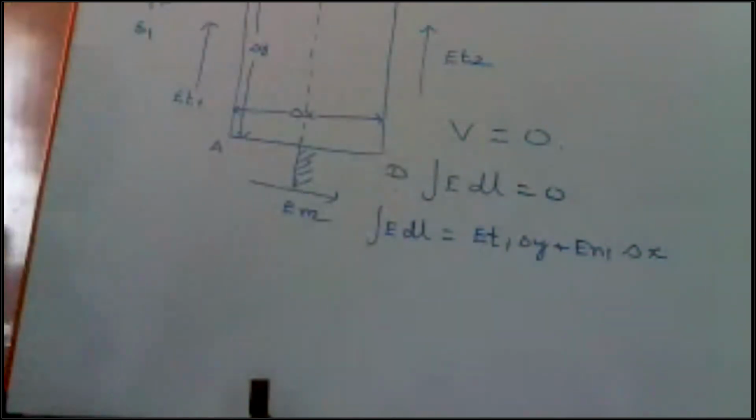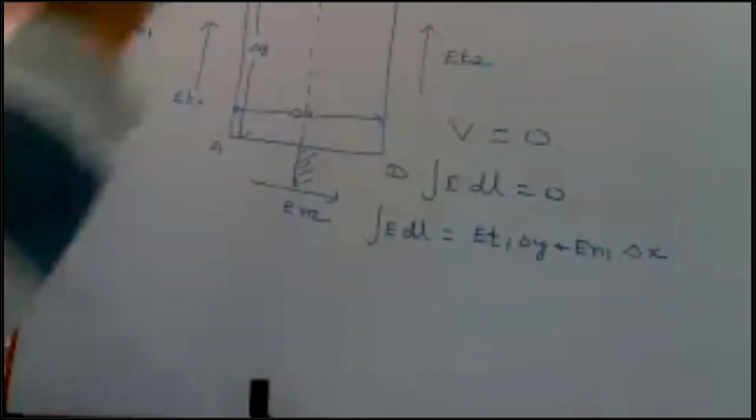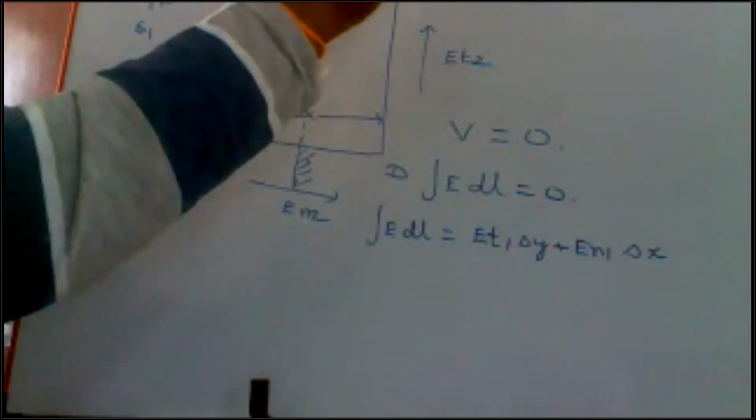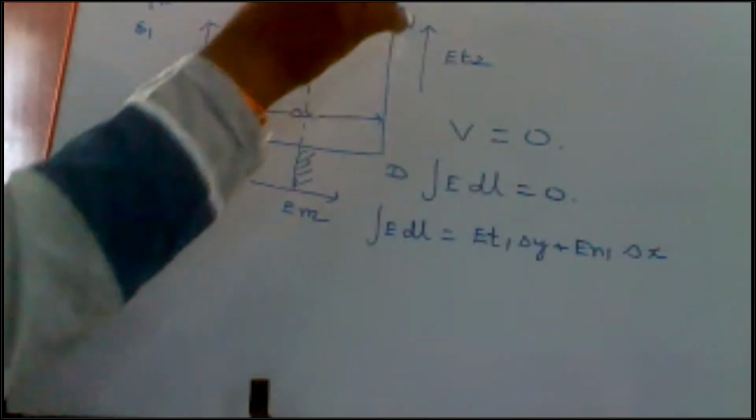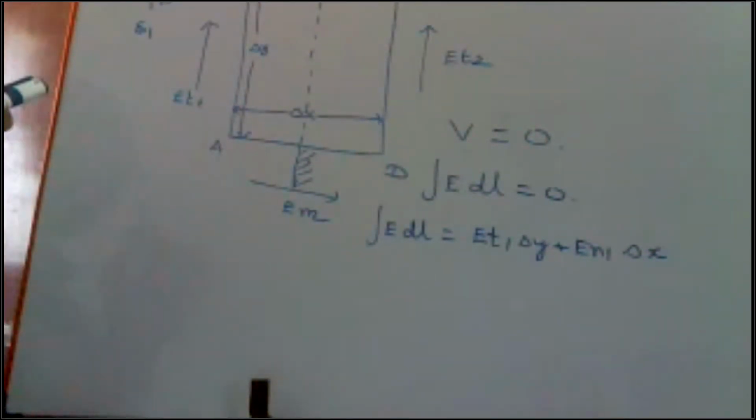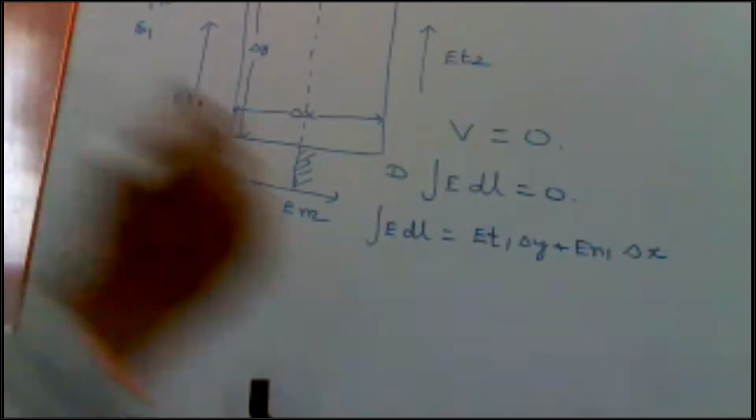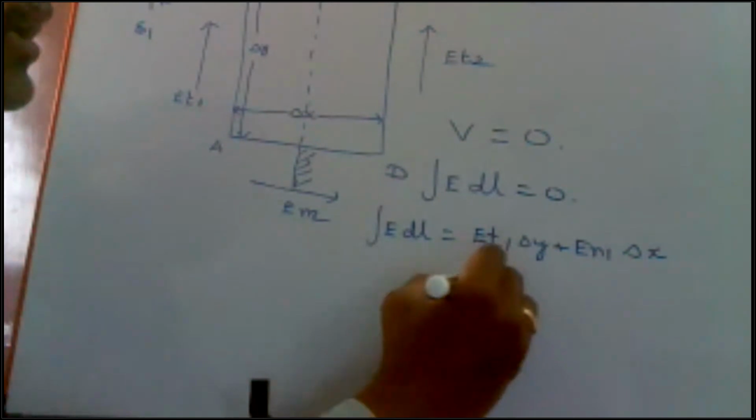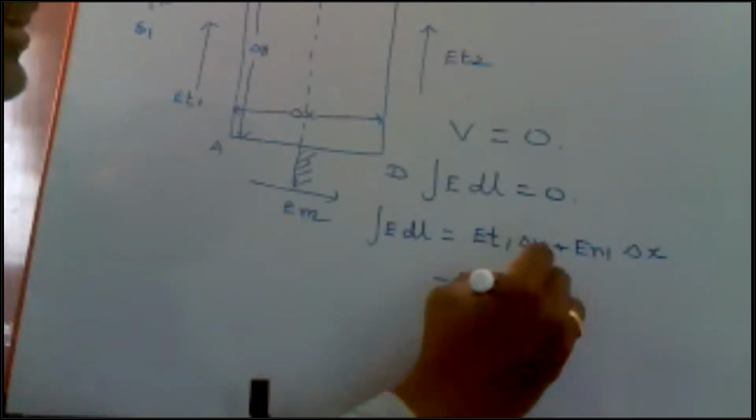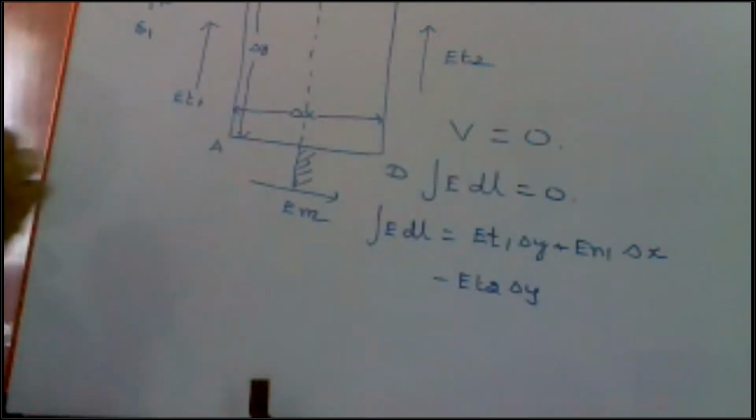After completing it, look at this particular side. If I come to CD, what will happen? It actually has to travel from C to D, but the arrowhead is pointing in the upward direction, that is in the opposite direction of our assumption. So what we have to do normally is change the polarity. So it will become ET2 del y.